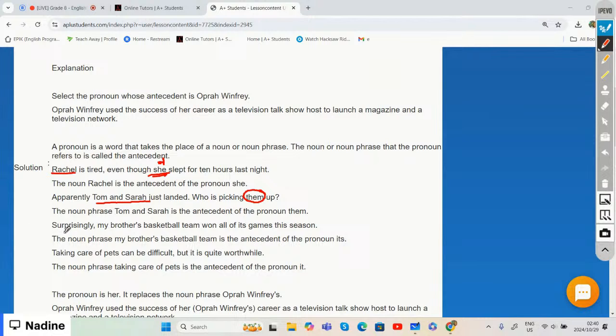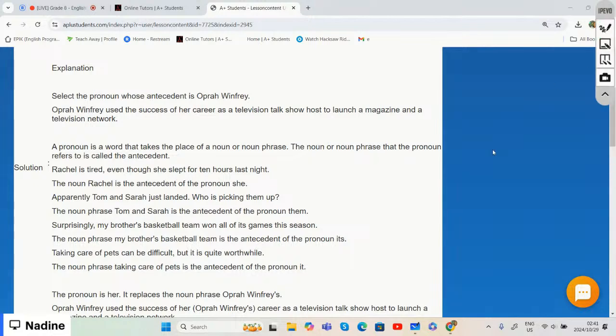Let's look at this one. It says, surprisingly, my brother's basketball team won all its games this season. The antecedent is my brother's basketball team. And the pronoun is its. It is the pronoun of the antecedent, my brother's basketball team, because they won all of its games. It refers to the basketball team. They won all their games, its games, right?